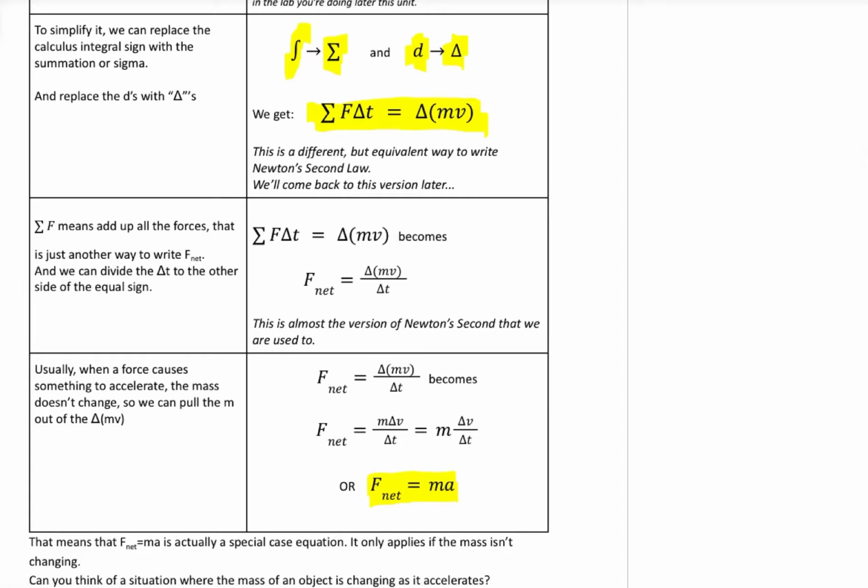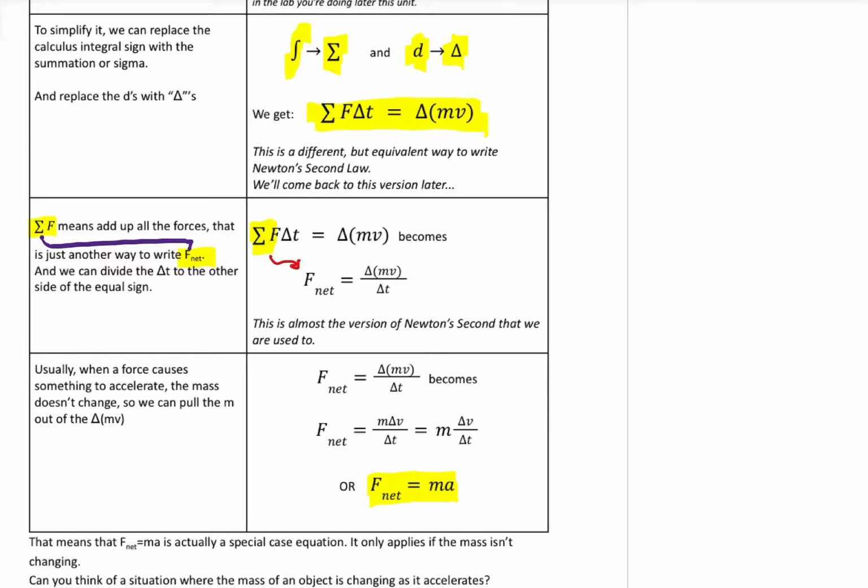Now, the sum of F we've done all along. If you look at other websites or textbooks, often instead of F net you'll see people write it as the sum of F. I know Mr. Zare sometimes does it that way. Sum of F and F net really just mean add up the forces, taking into account the direction. They're literally another way to write the same thing. So sum of F really is F net. So sum of F gets replaced by F net.